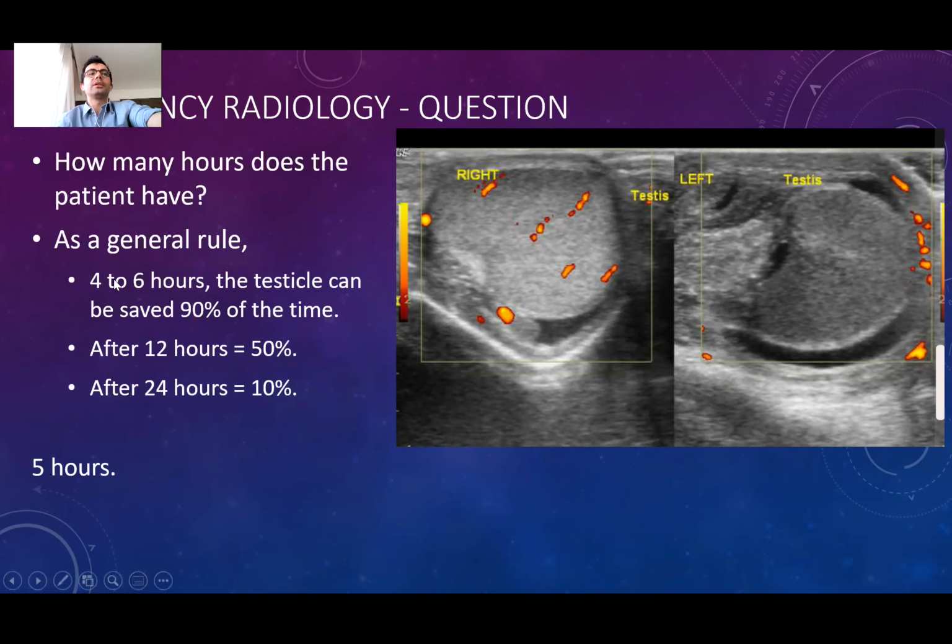When you do the operation in 4 to 6 hours, you save the testis in 90% of the cases, which is relatively good. If you send the patient back home, he cannot sleep over that anyway. But after 12 hours, it's 50% necrosis. After 1 day, it's 90% necrosis.